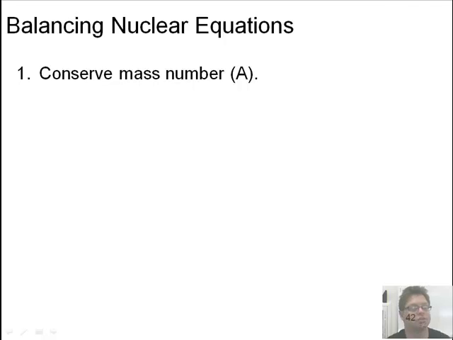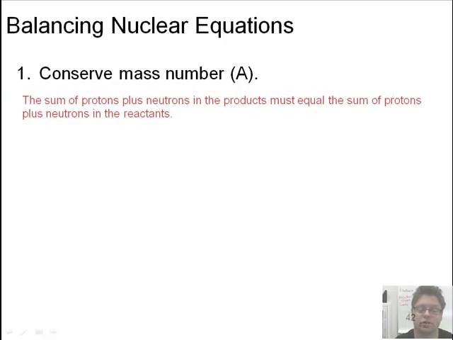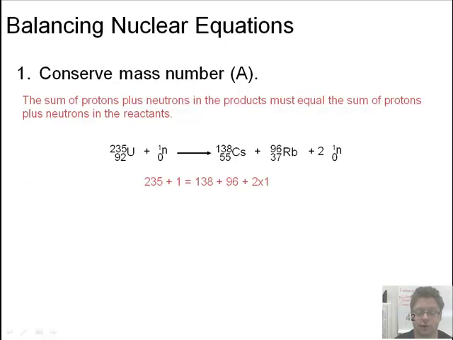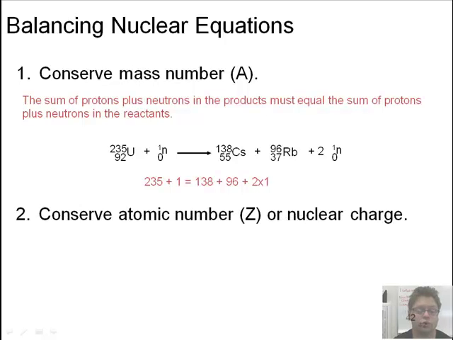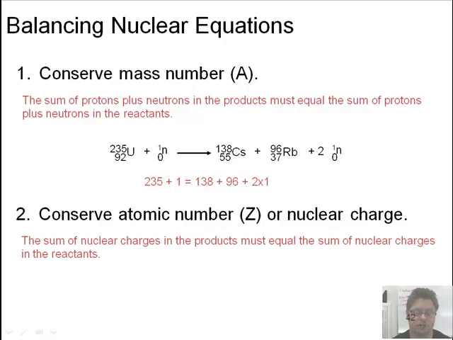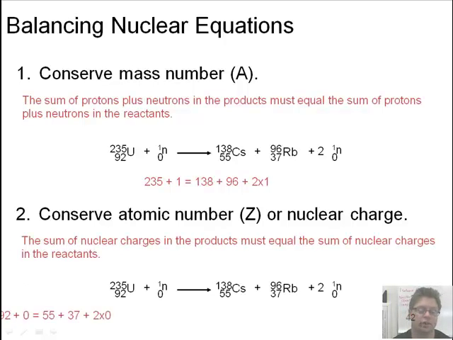Balanced nuclear equations, here are some steps, step by step. The first thing is you need to conserve the mass number. The sum of the protons plus the neutrons in the products, which is on the right side, must equal the sum of the protons plus neutrons in the reactants, which is the left side. So in this one here, 235 plus 1 equals 138 plus 96 plus 2 times 1, because you've got the 2 in front of the neutron. You must conserve the atomic number Z, or nuclear charge. So the same thing, left and right must be equal. So 92 plus 0 equals 55 plus 37 plus 2 times 0, because of that 2 in the front.